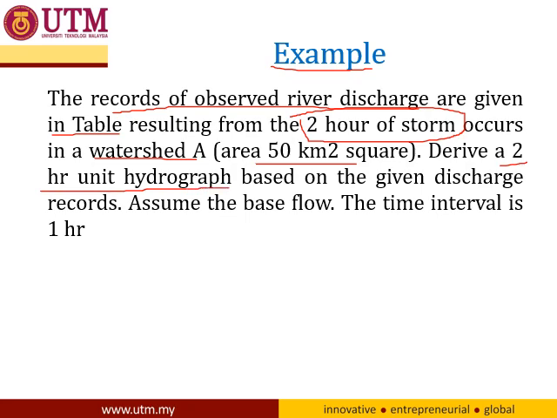Please be aware that it is from a 2-hour storm, and this is supposed to be a 2-hour excess rainfall. So the excess rainfall is produced in 2 hours. It is a 2-hour storm that occurs in watershed A. So when the storm is 2 hours, what you will derive is a 2-hour unit hydrograph. You will produce a 2-hour unit hydrograph because it is from a 2-hour storm.